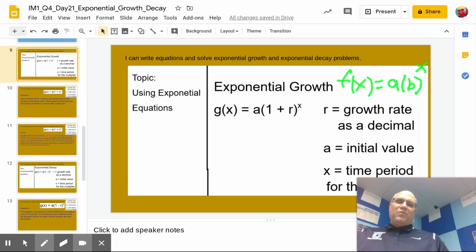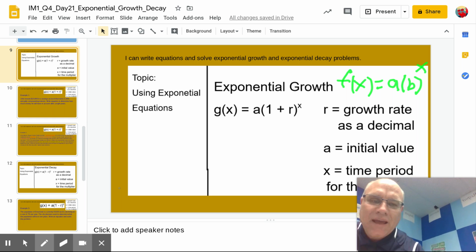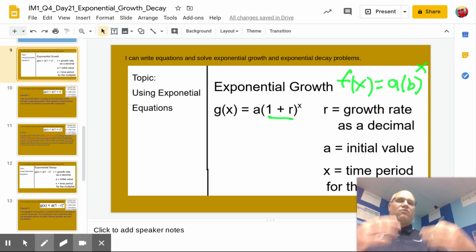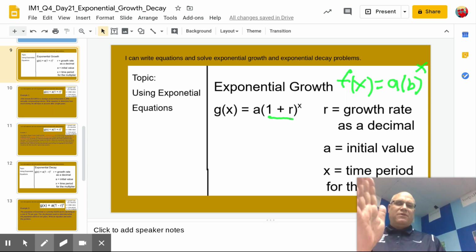And so we've been working with, the last 2 weeks, f of x equals a times b to the x. So the b, the base, is actually going to be this 1 plus r when it's growing. You take 1, which is 100%, and the growth rate. So we add those together, that'll become our new base. So everything else is the same that we've been doing for the last 2 weeks. The only difference is how we calculate the b. It's going to be always 1 plus r. The a is still the initial value.